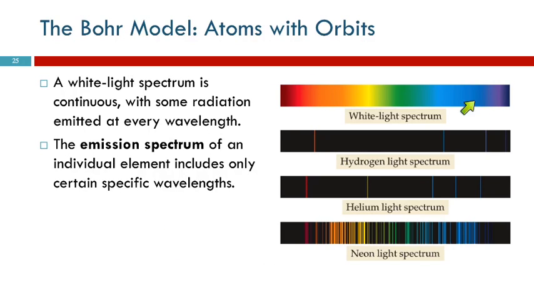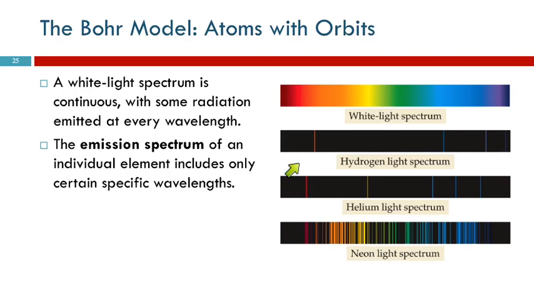So this is what you get with white light. This is a hydrogen spectrum. If you make a helium lamp and look at its light, you get different lines. And neon gives you a whole mess of lines all over the place. The overall color that you see is a combination of all these lines together. So these are called emission spectra.